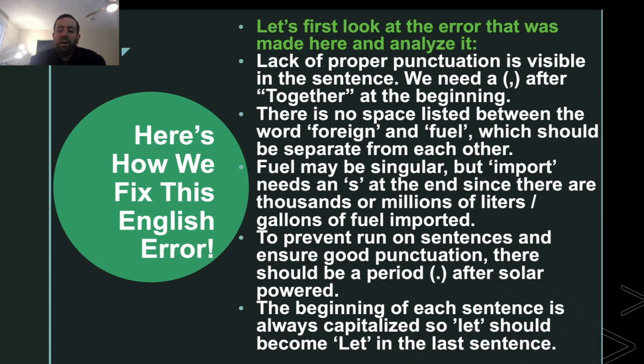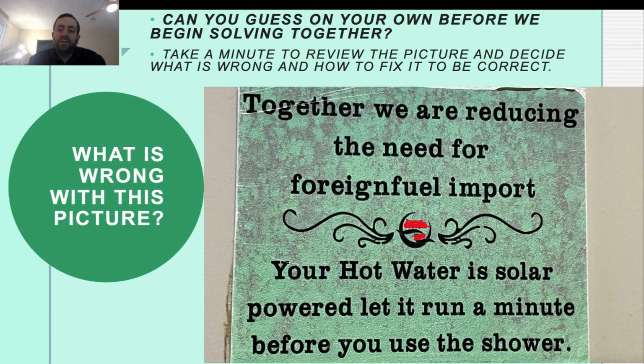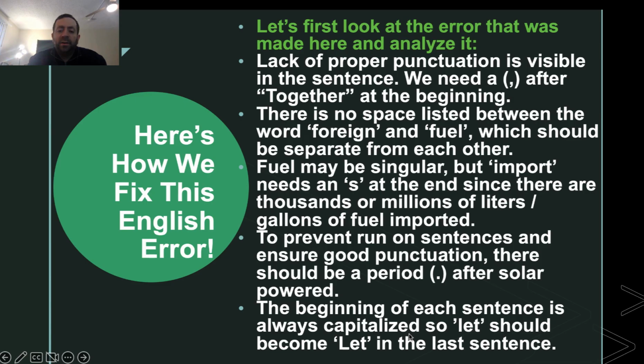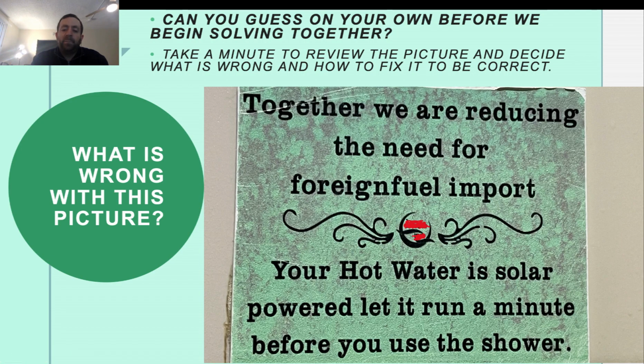Now, when we move on to the second sentence, your hot water is solar powered. Let it run a minute before you use the shower. That's a run-on sentence. So we have to divide this sentence here that they wrote into two sentences. To prevent these run-on sentences and ensure good punctuation, there should be a period after solar powered. So let's go back. Your hot water is solar powered. Period. Okay. That's it.